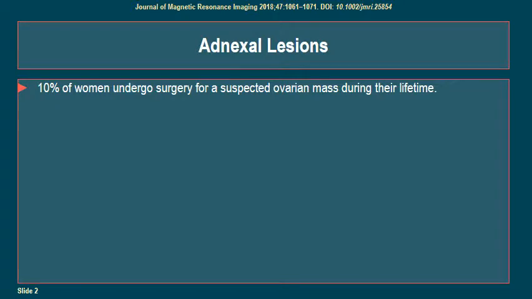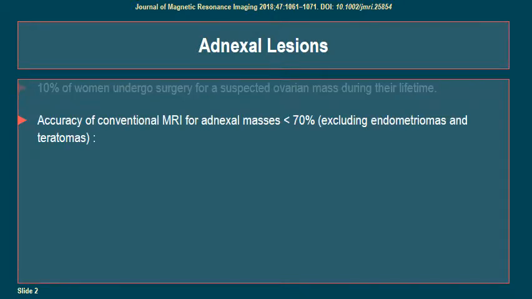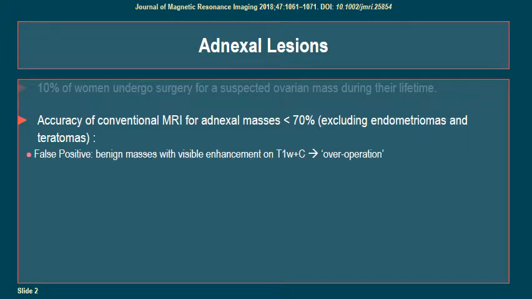10% of women have surgery for a suspected ovarian mass during their lifetime. Accuracy of conventional MRI for adnexal masses could be less than 70% for inexperienced radiologists. False positives happen if benign masses appear with visible enhancement on contrast-enhanced T1-weighted images. This can result in overoperation for benign masses.